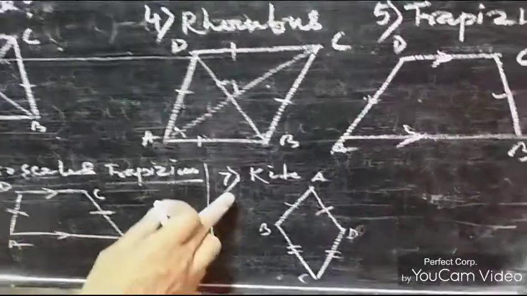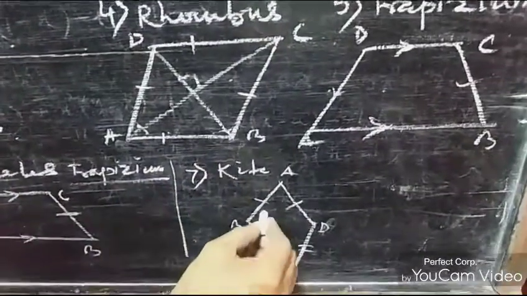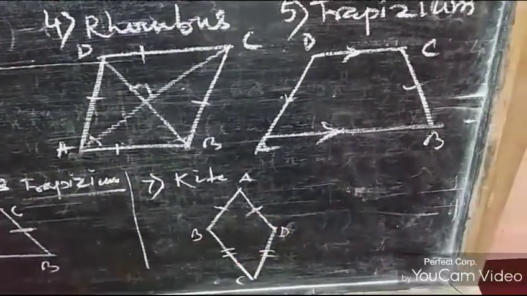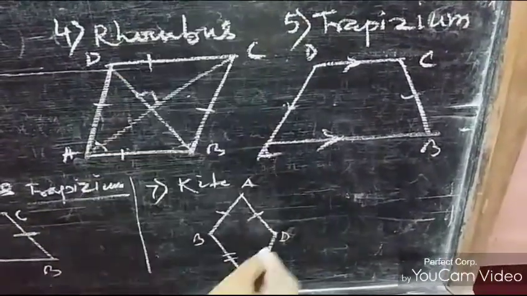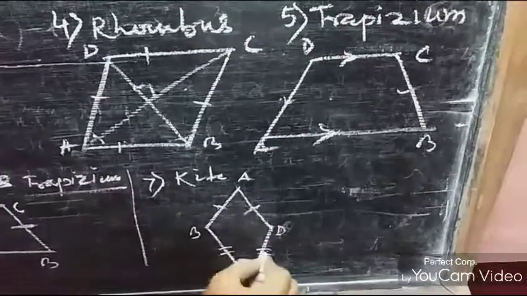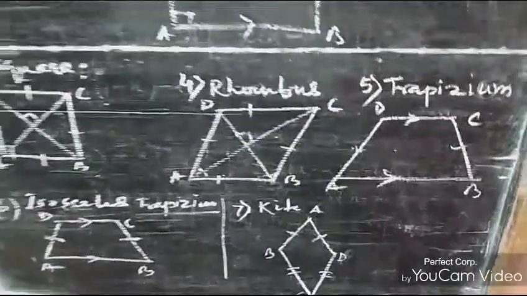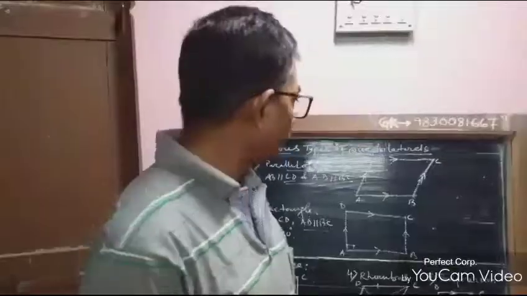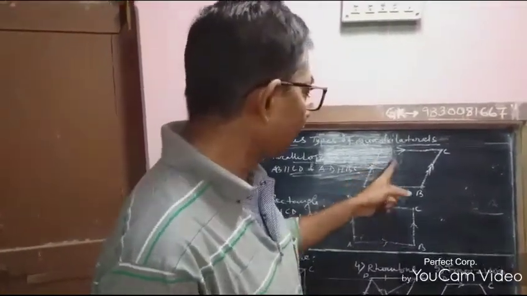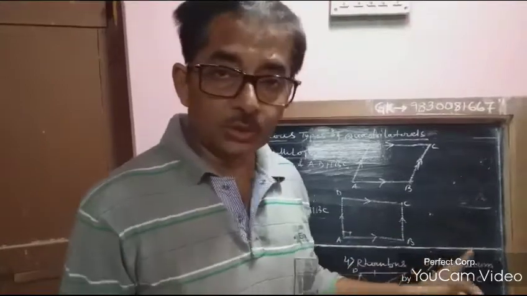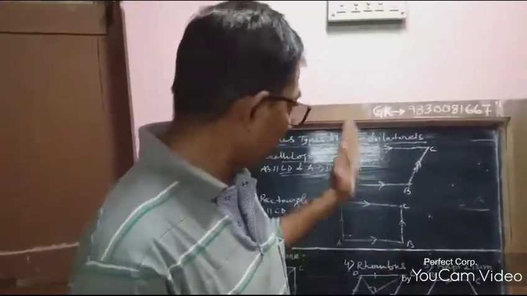Next one, number 7, is the kite. This is another quadrilateral. If two pairs of consecutive sides are equal, that type of quadrilateral is called a kite. So these are the various types of quadrilaterals. You have learned various types of quadrilaterals. From this figure, draw all of these yourself, and try to recall all these things and the properties of all the quadrilaterals.